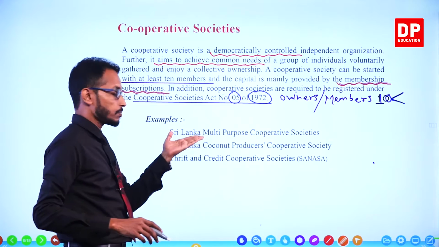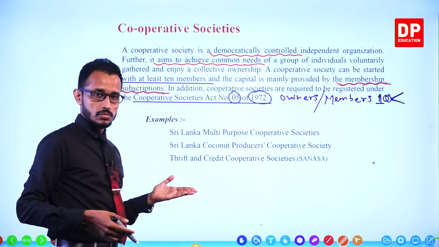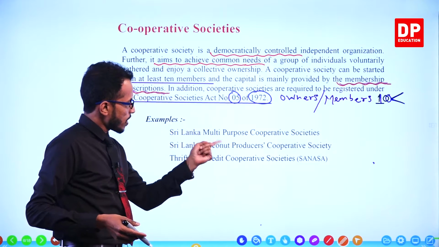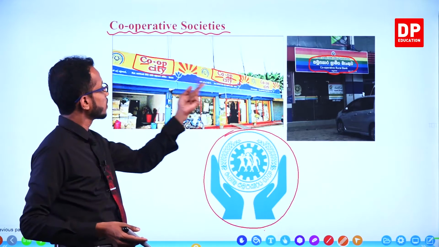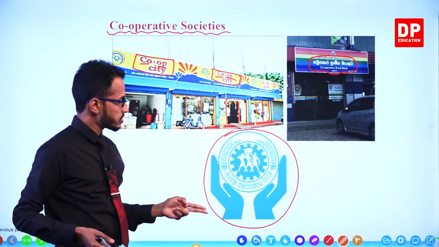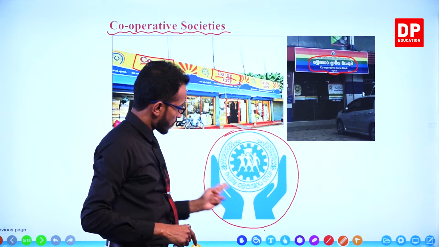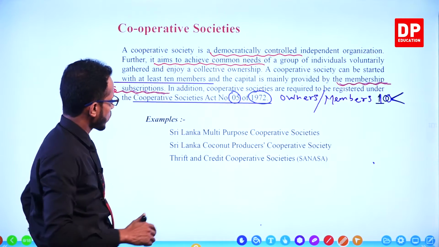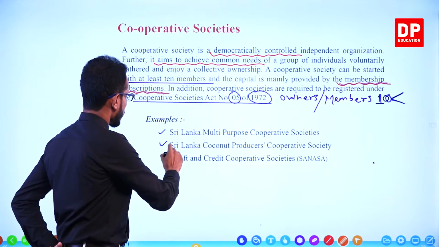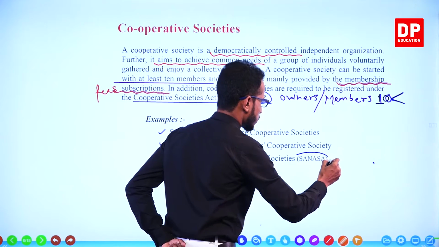These are the examples. We saw some examples, right? Sri Lanka Multipurpose Cooperative Society, that is this. Multipurpose Cooperative Society, Cooperative Rural Bank, and Samupakaraya Corp, the cooperative logo. All right, that is what they have mentioned here. This is Sanasa.